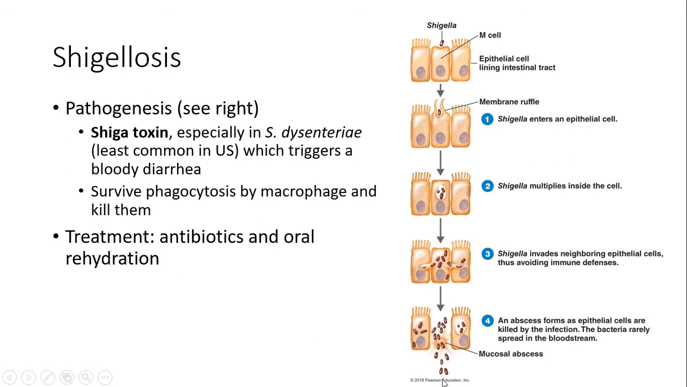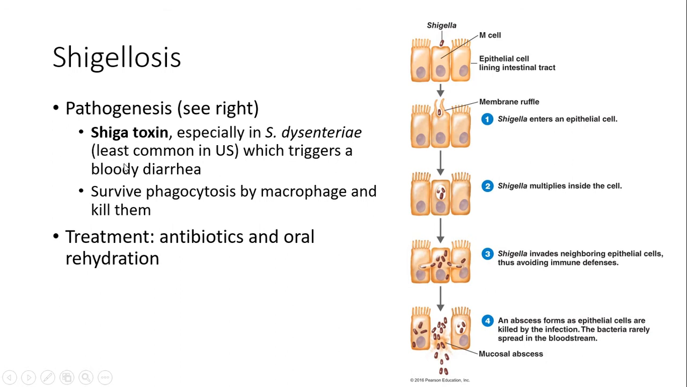If this continues and progresses, killing the cell altogether, this will form an abscess, and so you'll have an intestinal abscess. The organism will rarely spread into the bloodstream. It's usually caught before it leaves this and gets to the blood or lymph. So treatment for this is going to be using antibiotics and oral rehydration, so picking up those fluids as much as possible.